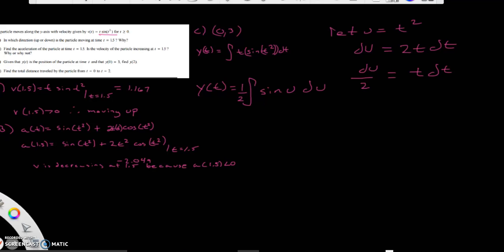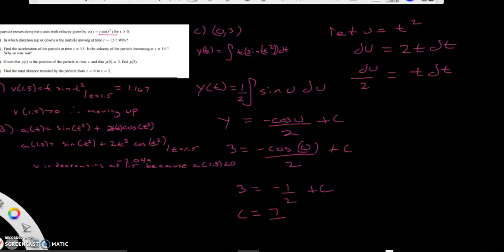Okay, so what's the antiderivative of sine u? That's going to be negative cosine u. And we have the 1/2, so we have divided by 2 plus c. Okay, plug in (0, 3), so this is y now. So now we're going to get 3 equals negative cosine of 0 divided by 2 plus c. Cosine of 0 is 1, so it's 3 equals negative 1/2 plus c. The same thing as 6/2, so c has to equal 7/2.